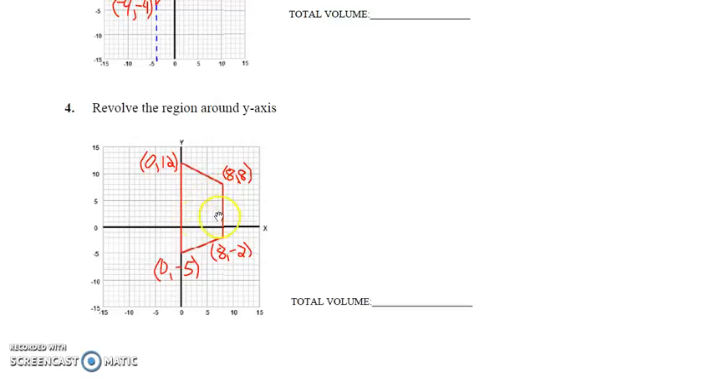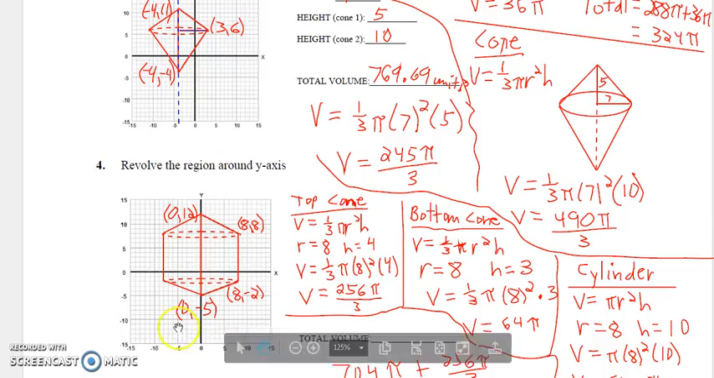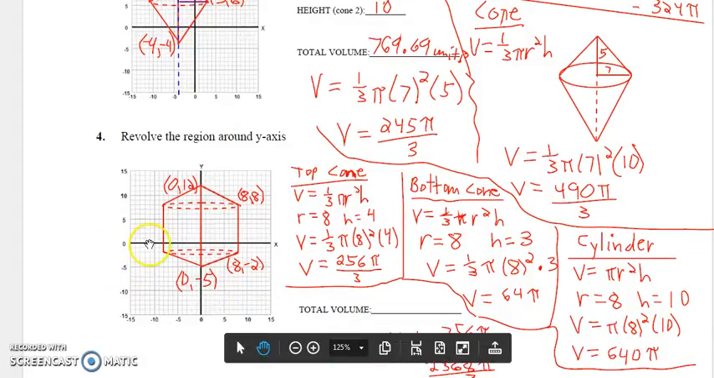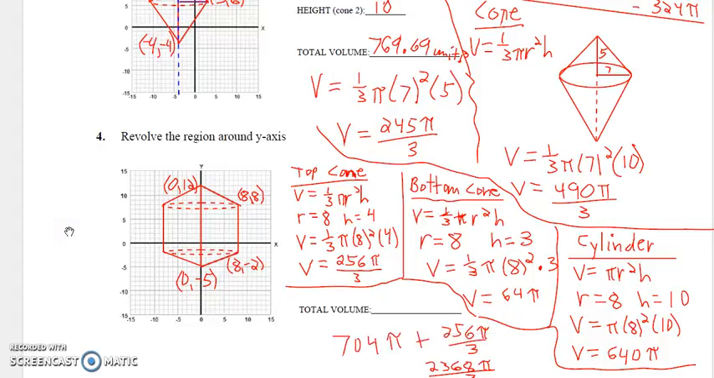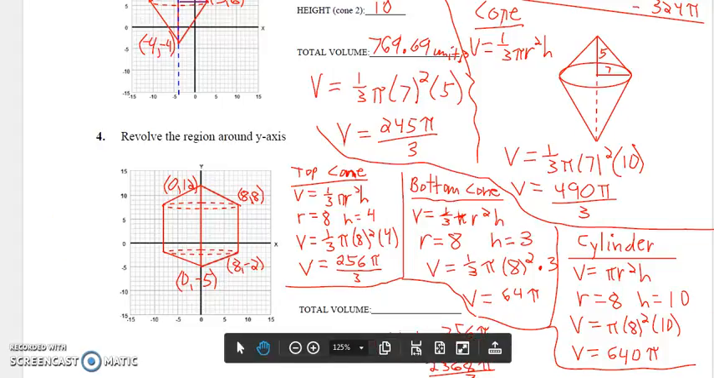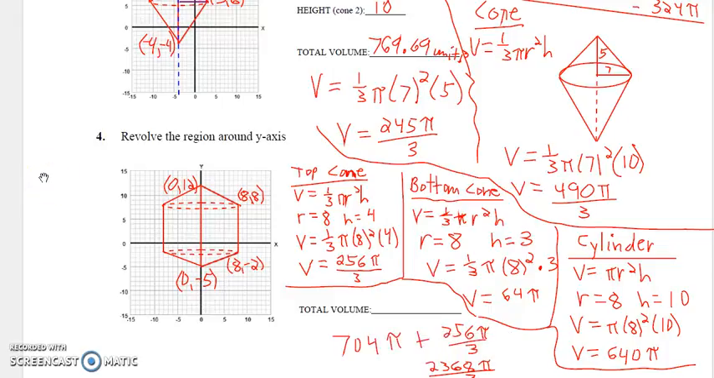So you're going to have a cylinder in the middle, and you're going to have a cone on top and a cone on bottom. And it's going to look like that. Now, if I want the exact volume of that, I have to get the volume of the top cone, the volume of the bottom cone, and the volume of the cylinder. So you can see what I do. I section it off: top cone, bottom cone, cylinder.